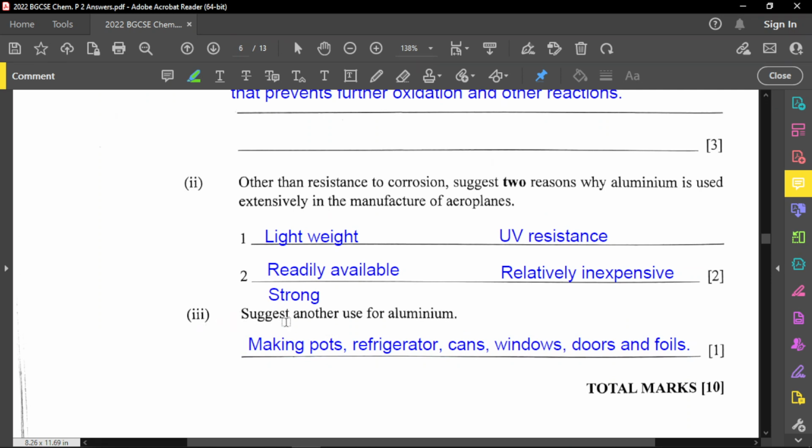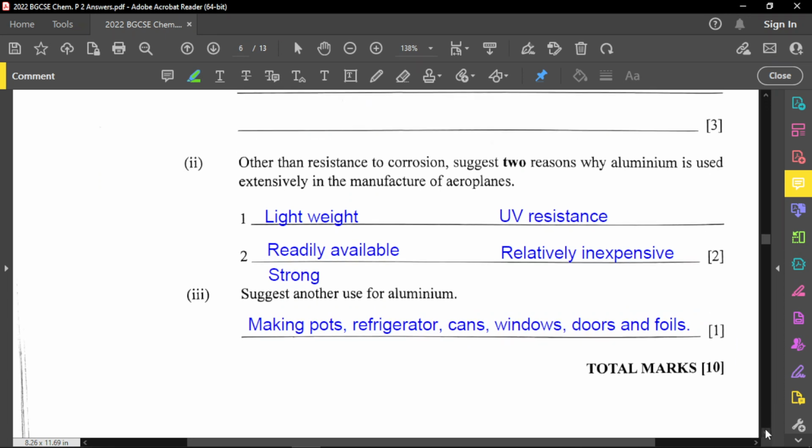Now for part 3, suggest another use for aluminum. Besides making airplanes and so on, you can make pots with it or kitchen utensils. It can be used to make refrigerator frames, particularly used for cans, used to make window and door frames, and also to make foils, foil wraps, if you want to say foil wraps, right? So any of those will be decent answers.